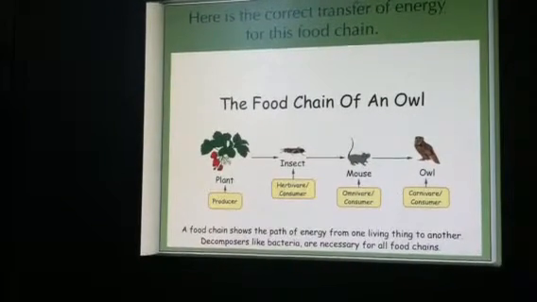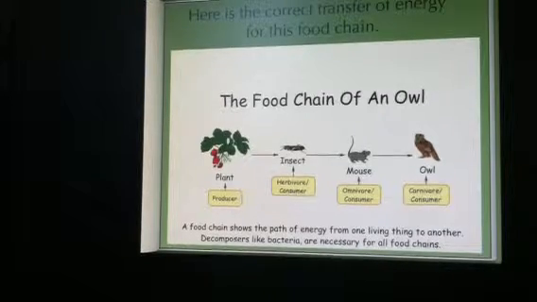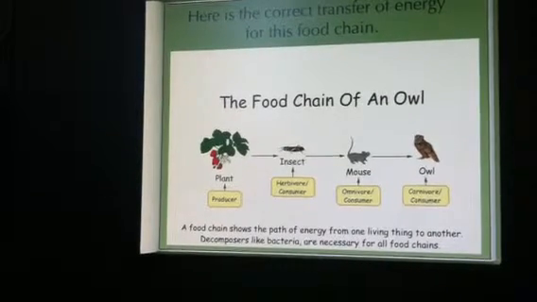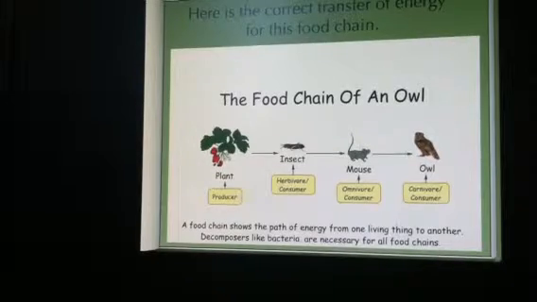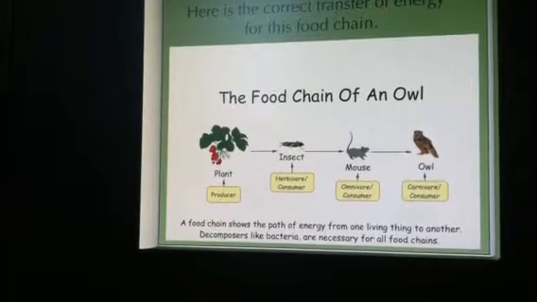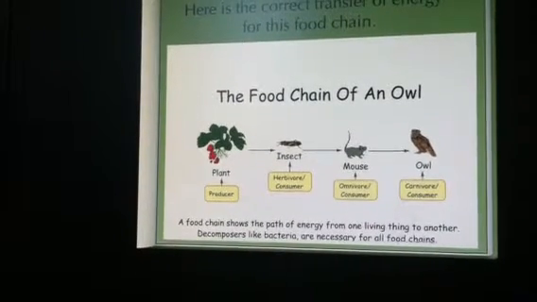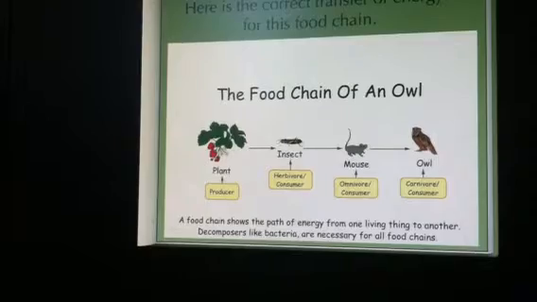Then the herbivore, our little grasshopper, is going to get eaten by the mouse. So that would be our secondary consumer. And then the mouse gets eaten by the owl, which is our tertiary consumer, which is a carnivore in this case. Now this food chain shows the path of energy from one living thing to another.